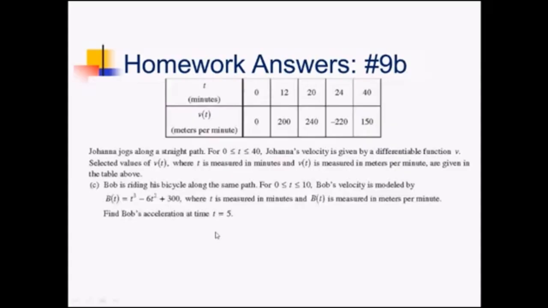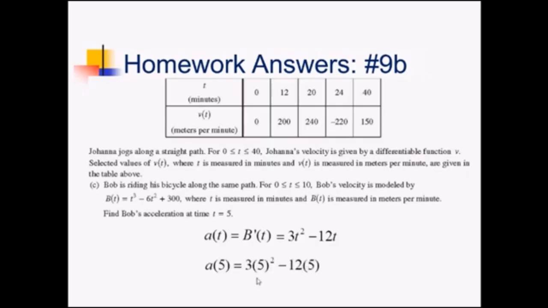For part C of this problem, Bob's riding his bike along the same path. For times 0 to 10, his velocity is given by b of t. We want to figure out his acceleration at time 5. So we just need to take the derivative of Bob's velocity to get the acceleration and then plug 5 into it. So acceleration is going to be b prime of t. We're telling people how we're getting our acceleration here. And that's going to be 3t squared minus 12t. Now let's plug 5 into that.